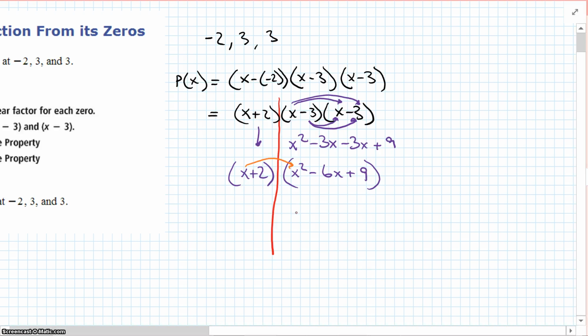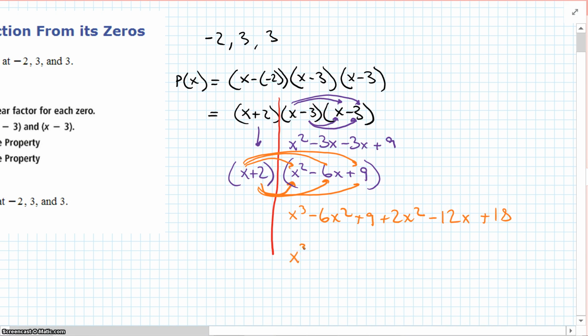So x times x squared is x cubed. X times -6x is -6x squared. And x times 9 is 9x. Okay, there's no more terms on the right side, so go to the left. 2 times x squared is 2x squared. 2 times -6x is -12x. And 2 times 9 is 18. Now we can sum like terms.